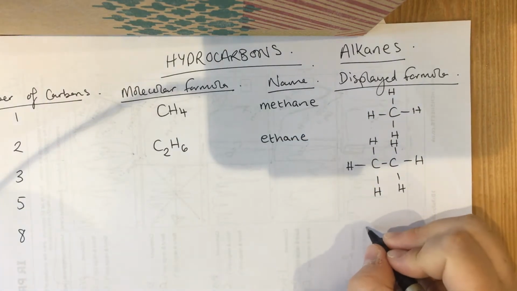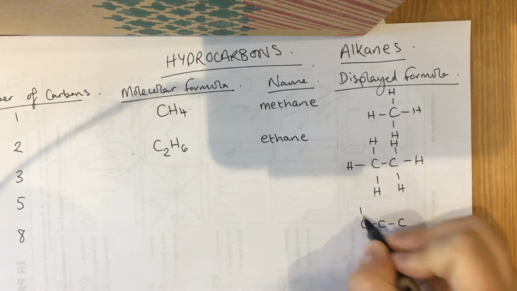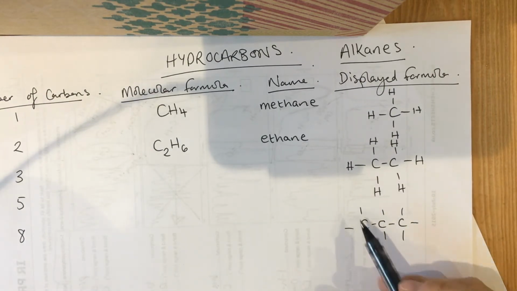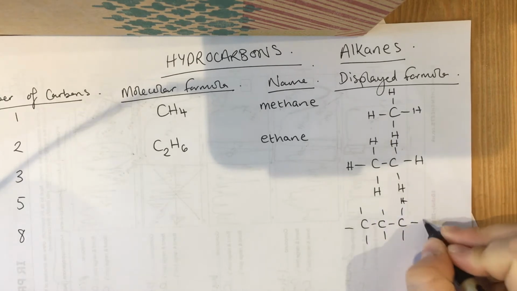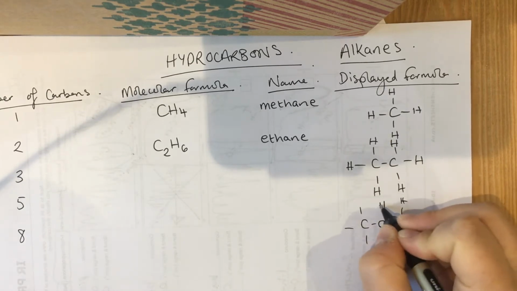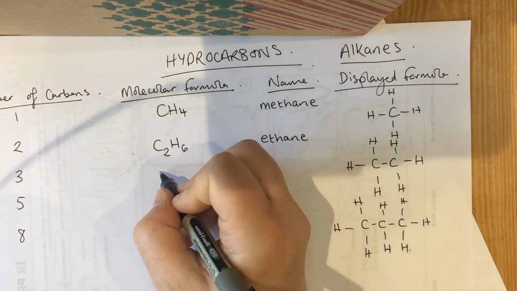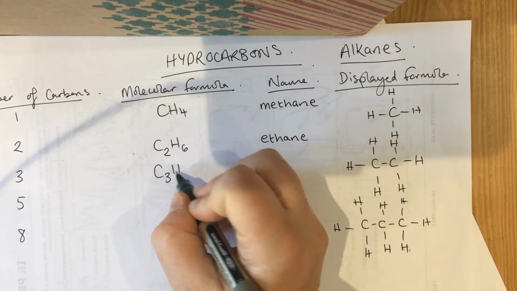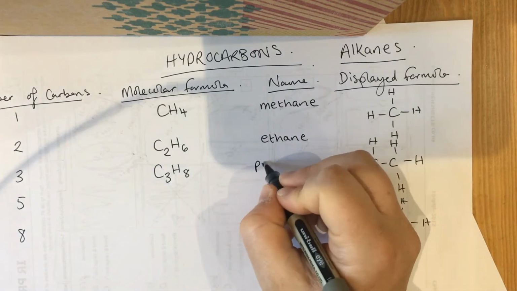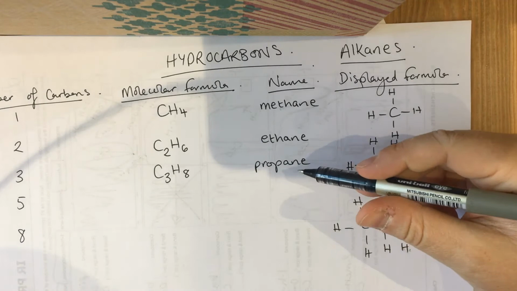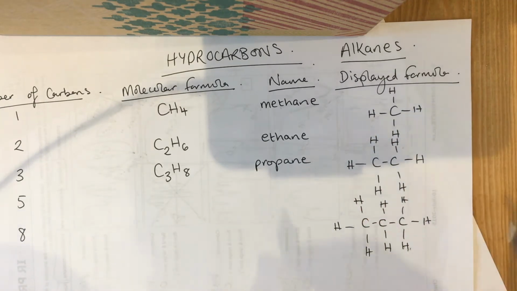The next one down has 3 carbons. So again, we want each of our carbon atoms to have 4 bonds, like that. Put a hydrogen on the end of each one. We get something like that. The molecular formula is C3H8, and that molecule is called propane. Propane gas is like camping gas.